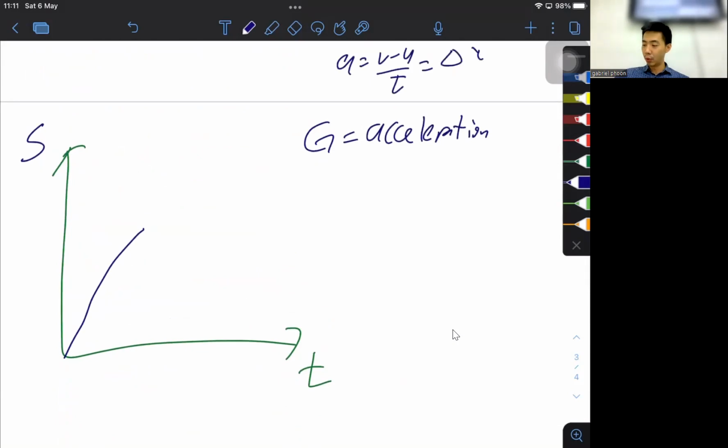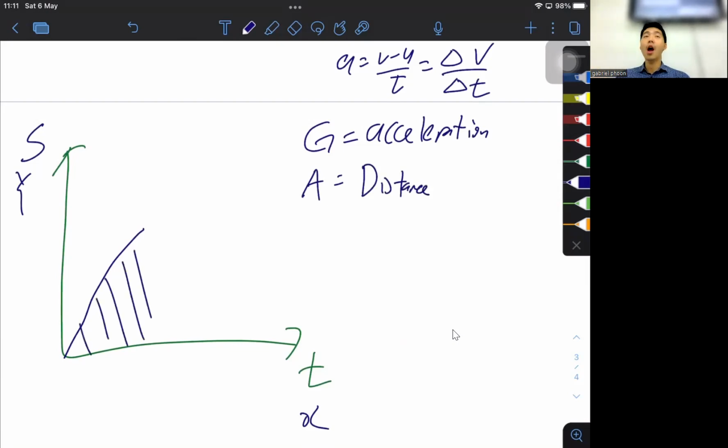Acceleration is change in velocity over change in time, right? The gradient is once again the y-axis over the x-axis. So I know for a fact that in the speed-time graph, the gradient represents the acceleration, but what will the area represent this time? Yes, this time it will represent the distance. So if you're asked to find how far this car traveled, you find the area under here.